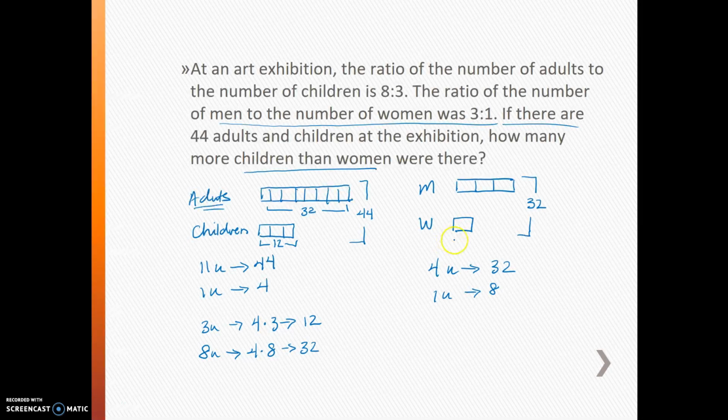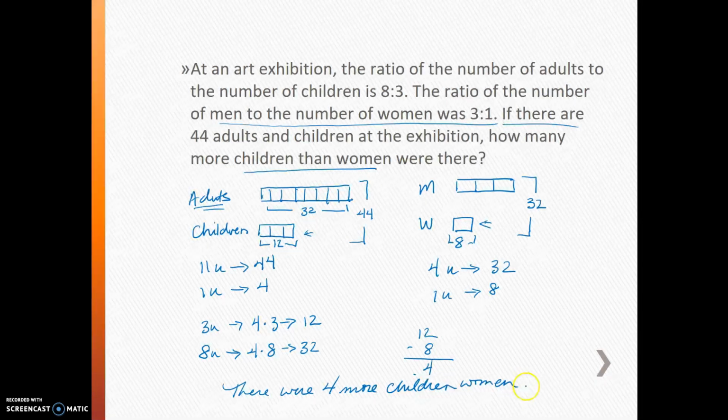Oh, it's starting to come together now. Now I can see that, yes, there were more children than women at this exhibition. Now I can answer my question. How many more children than women were there? If we look back over here, we see that there were 12 children, and over here there are 8 women. So now we just need to find the difference. The difference is 4, and there were 4 more children than women at the art exhibition.